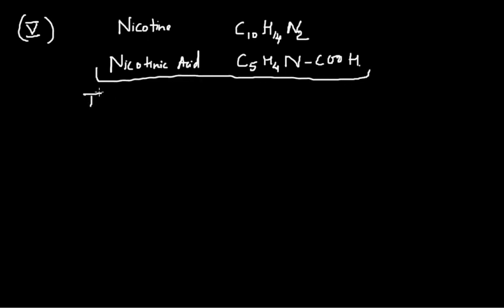Now, when did nicotinic acid form? Nicotinic acid was formed when nicotine was treated with potassium permanganate, KMnO4. What does potassium permanganate do? Potassium permanganate oxidizes the benzylic carbon, any benzylic carbon of the aromatic ring, to carboxylic acid.